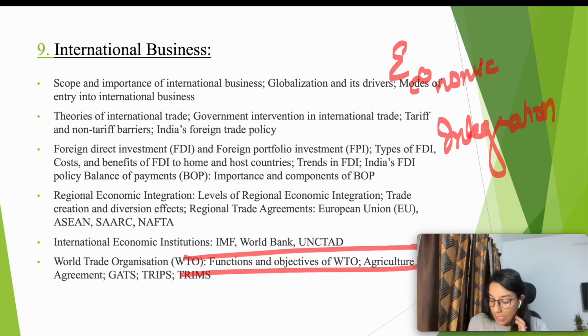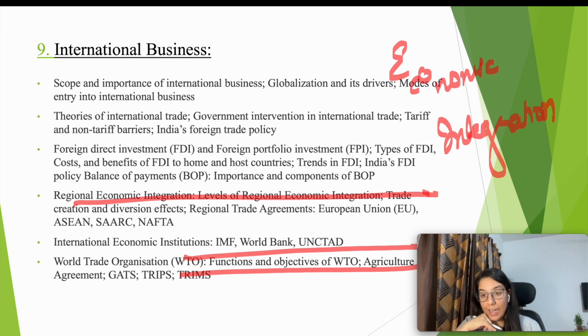Then balance of payment, I have not mentioned it here. Balance of payment, very important. What is the capital account, what is the current account, what are the factors included in that. You should remember all this, and you should learn all this.